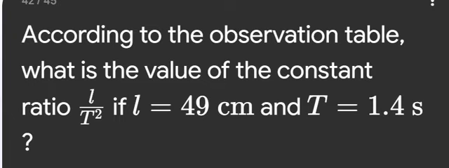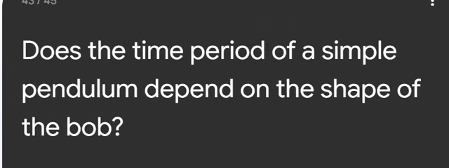Define the term mean position, define the term extreme position. 42nd question is on your screen. According to the observation table, what is the value of the constant ratio L by T square if L equals 49 centimeter and T equals 1.4 second? So you have to find the value of this ratio L by T square.